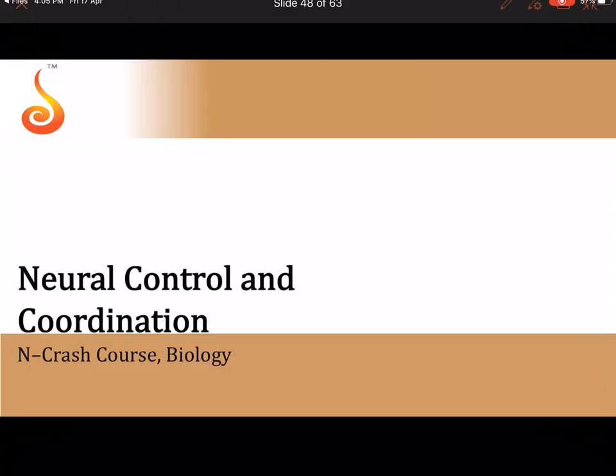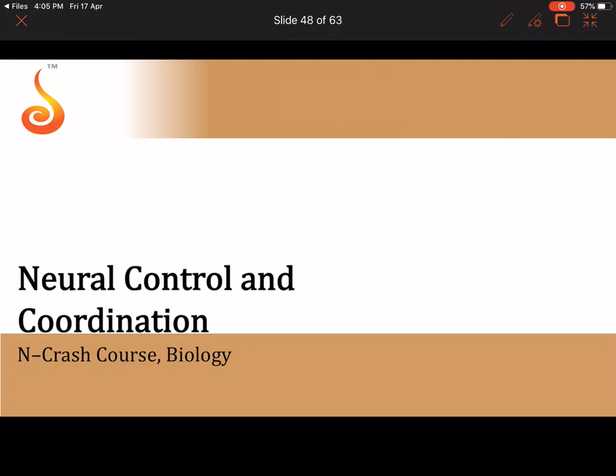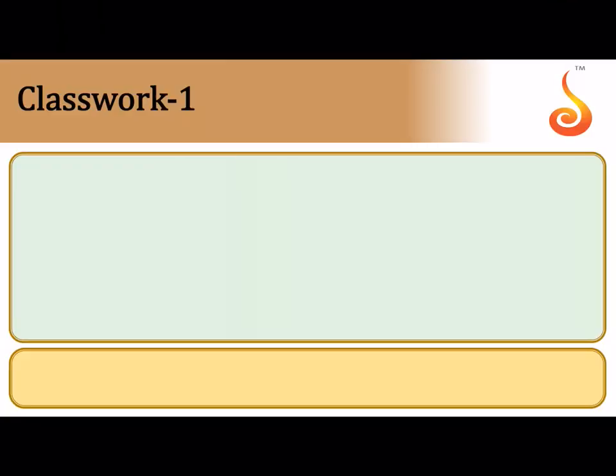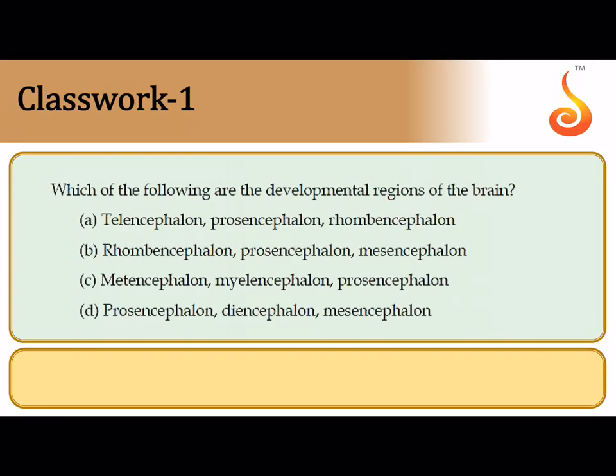So now let us move on to the next chapter, the last chapter in this week's lecture of NEET crash course, that is neural control and coordination. Which of the following are developmental regions of the brain? Rhombencephalon, prosencephalon. Please remember, prosencephalon is the developing forebrain, rhombencephalon is the developing hindbrain, and mesencephalon is the developing midbrain.